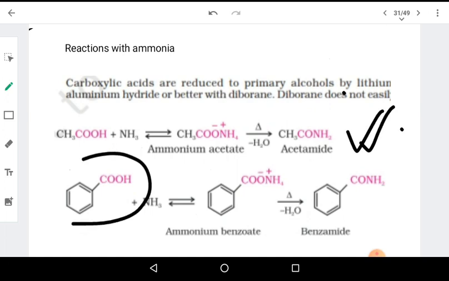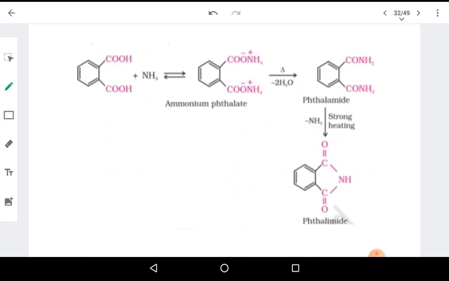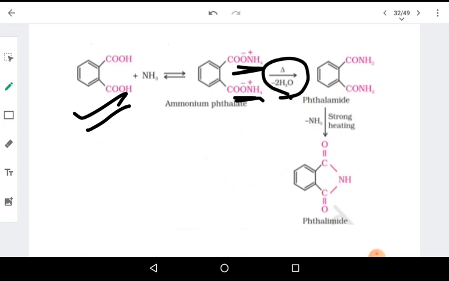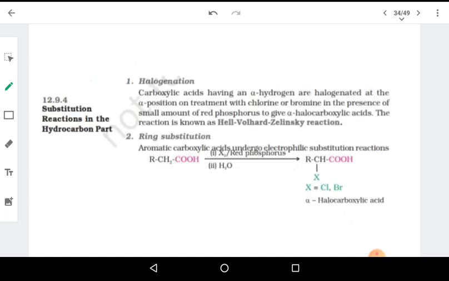If I have benzoic acid treated with ammonia, we will be getting ammonium benzoate. Remove a water molecule, we get benzamide. And here you can see, if I have dicarboxylic acid, on both sides we have to add NH4 plus, remove 2 molecules of water, we get amide. On strong heating, they are going to eliminate a molecule of NH3 like this. NH3 is going to be removed and we get a phthalimide here. Phthalimide synthesis. This is not Gabriel phthalimide synthesis, that is different. This is phthalimide synthesis.